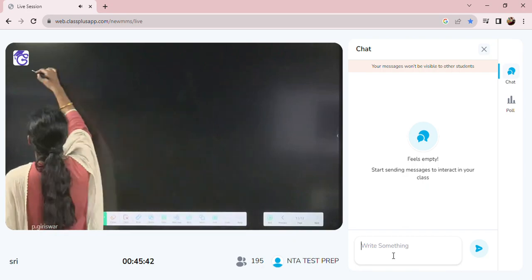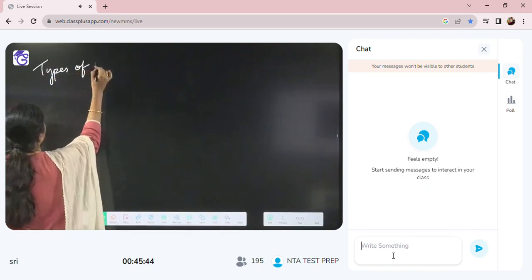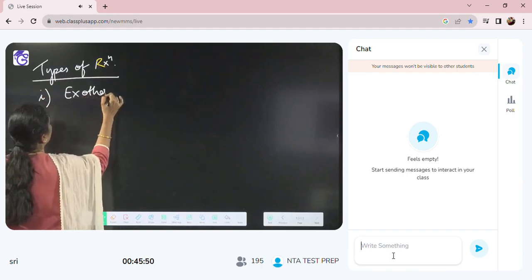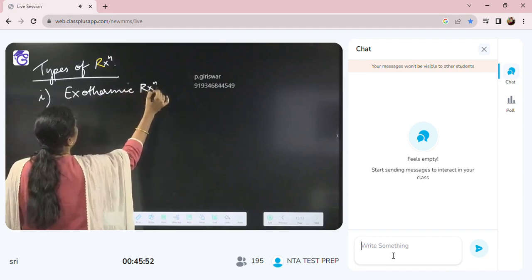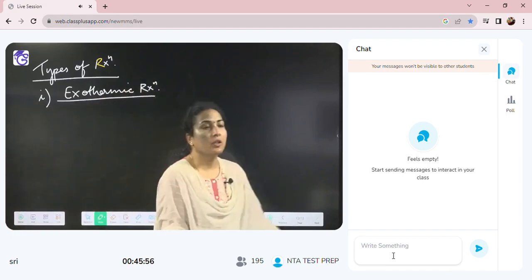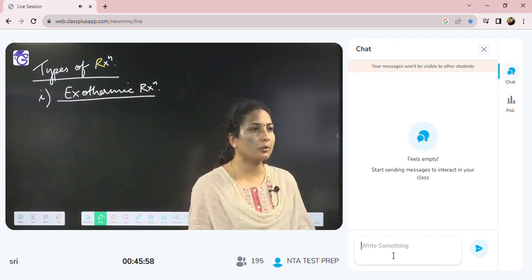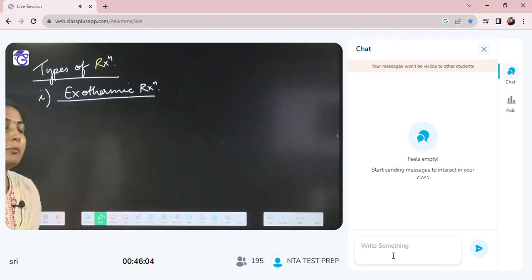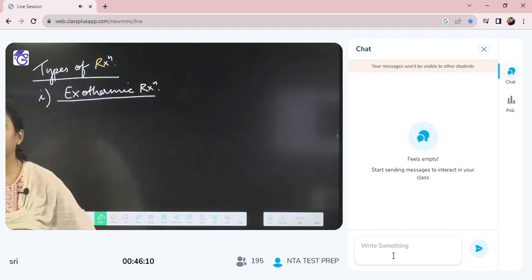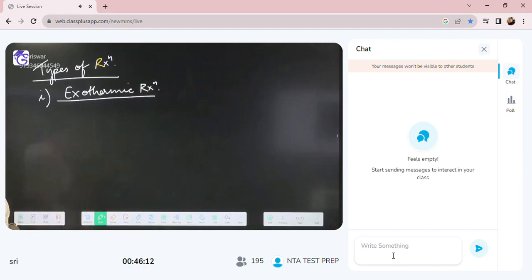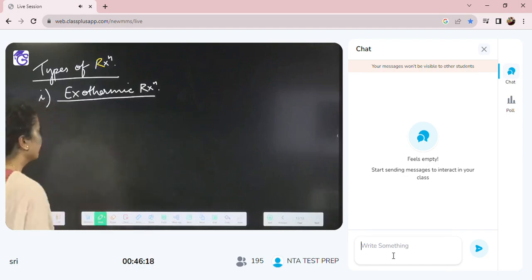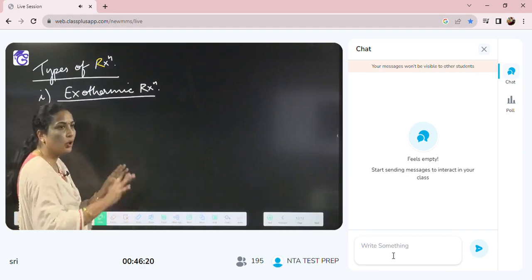Now, let us go further for types of reaction. We basically have two types of reaction here. One is exothermic reaction, and the other one is endothermic reaction. So in exothermic reaction, is heat liberated or absorbed? Kindly respond there. Liberated. Good.